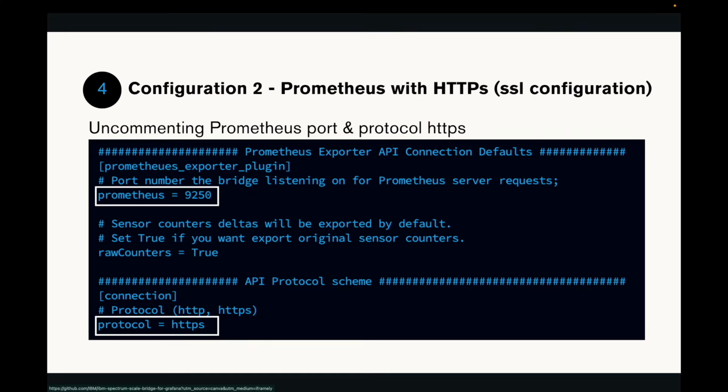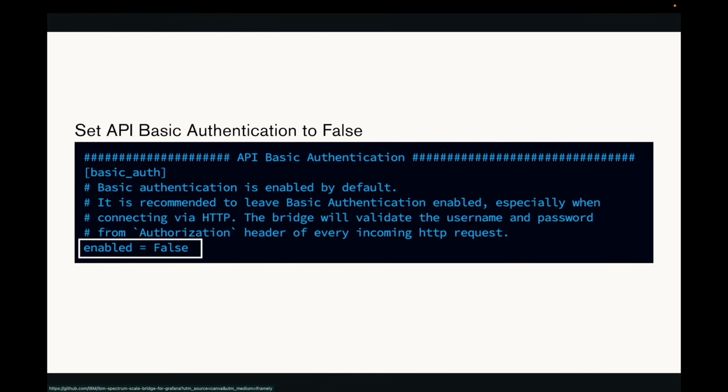Okay, configuration number 2, which is Prometheus with HTTPS. Firstly, we will uncomment our Prometheus port 9250. Then we will set protocol to HTTPS. And then we will set API basic authentication to false. Just a quick note here, we strongly recommend keeping basic authentication enabled, as by default it is enabled. But since we are setting our protocol to HTTPS, which already provides an extra layer of security, we can safely set it to false.